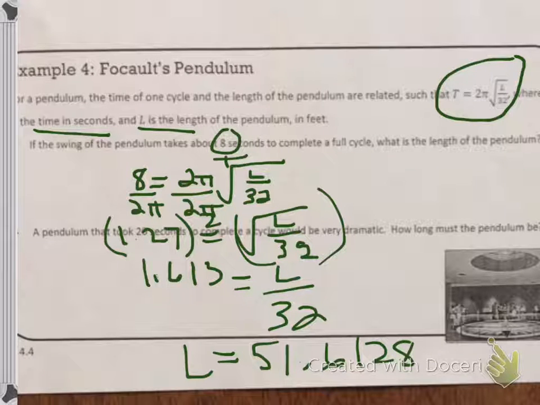Okay, so the second part of the problem asks you to do the exact same thing, but this time you're going to substitute 26 seconds in to find the length of the pendulum. So I'm going to let you do that one on your own.